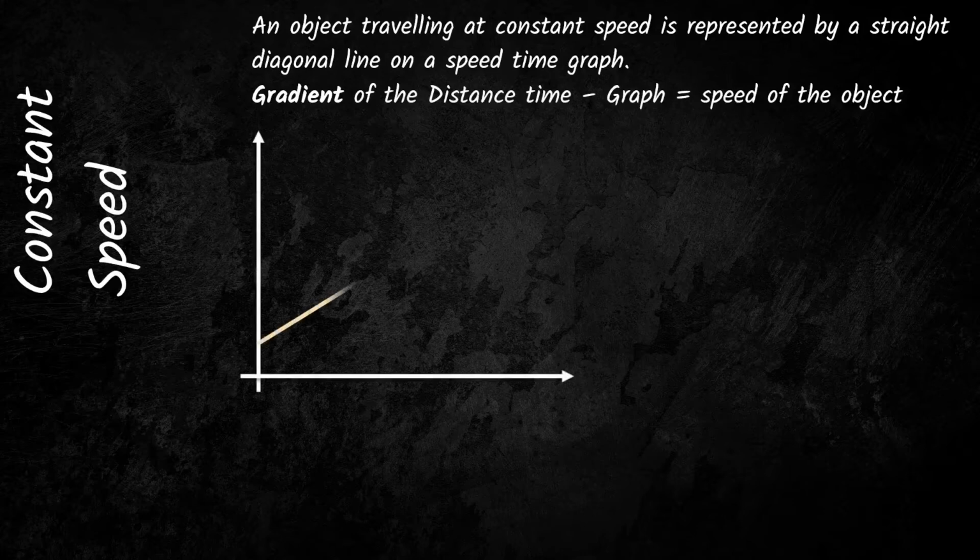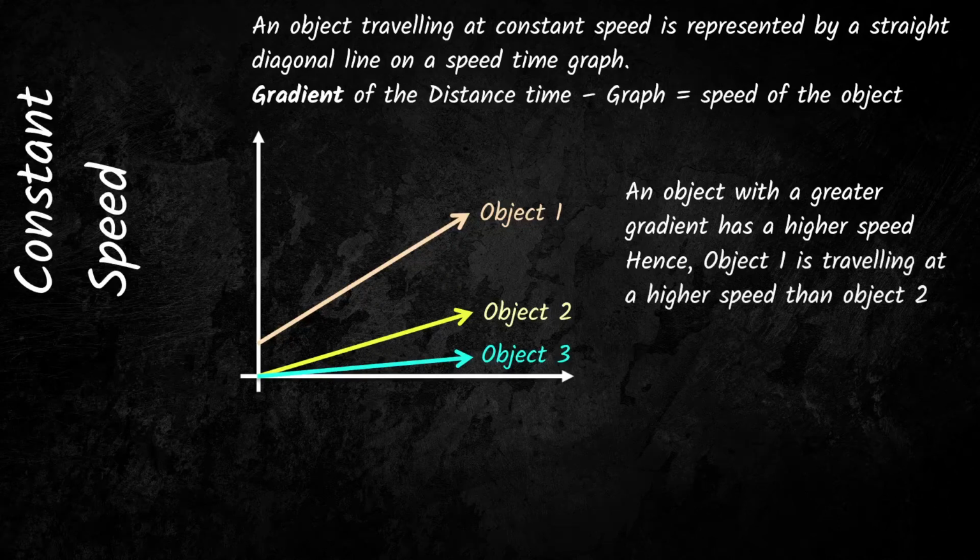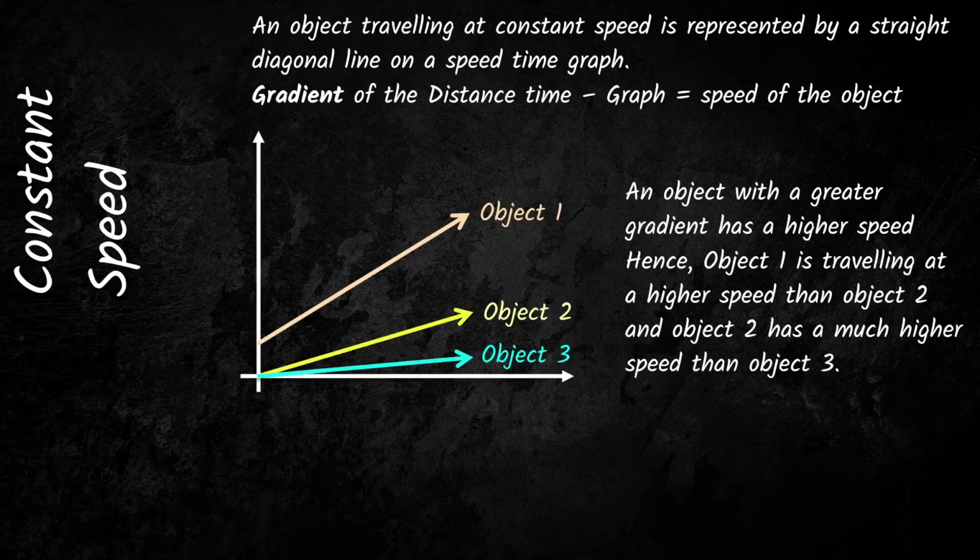Now on a graph, we have three objects, object 1, object 2, and object 3. The three objects all have straight diagonal lines, which means they're all traveling with a constant velocity. Nonetheless, we should be able to differentiate between the three objects. The very first thing is that all three objects are traveling at different speeds. Object 1 has the highest gradient, hence it's traveling at the highest speed. Object 2 has a smaller gradient than object 1, hence object 2 is traveling at a slower speed, or we can say that object 1 is traveling at a higher speed than 2. Object 2 has a greater gradient than 3, hence 2 is traveling at a higher speed than 3.